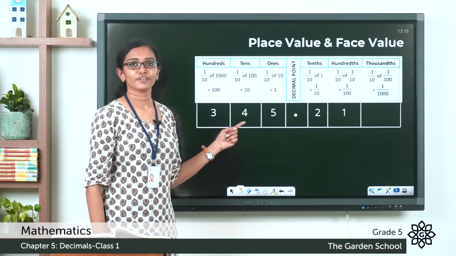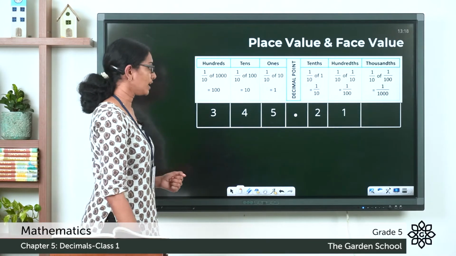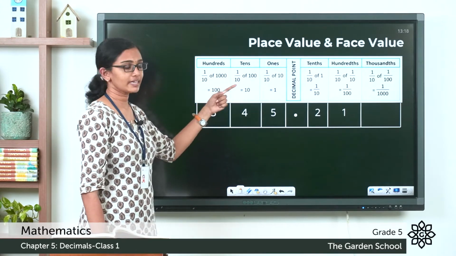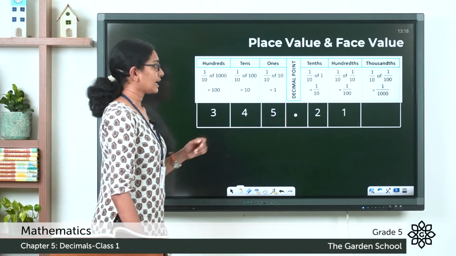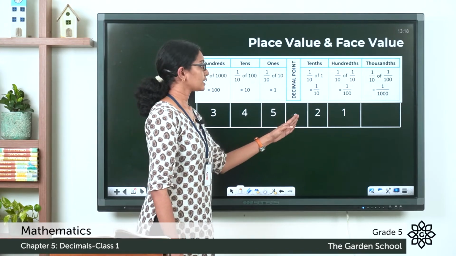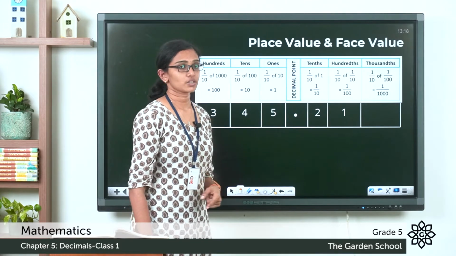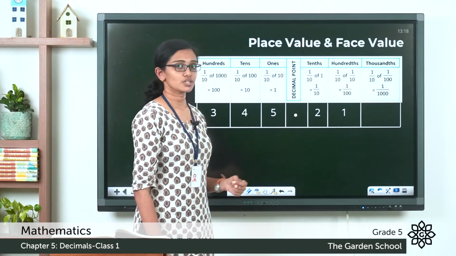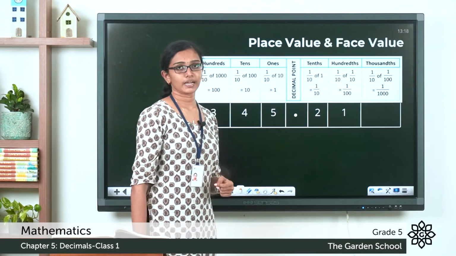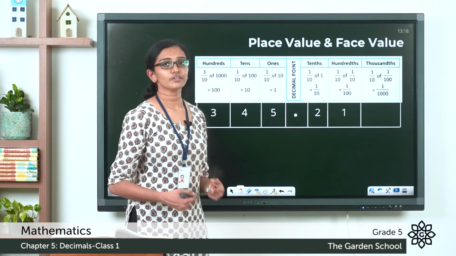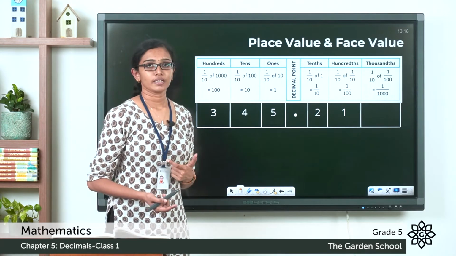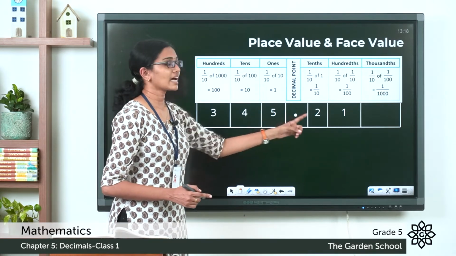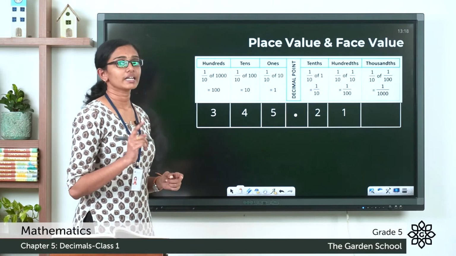Here is an example of a decimal number represented on this place value chart. Here you have the digit 5 in ones place, 4 in tens place and 3 in hundreds place. And you have the decimal point there, and after that in the tenths place, the place which has the value 1 by 10th, you have the digit 2, and in the hundredths place you have the digit 1. Now how do you read this number? When you read a decimal number, all the digits to the right of the decimal point are always read separately.